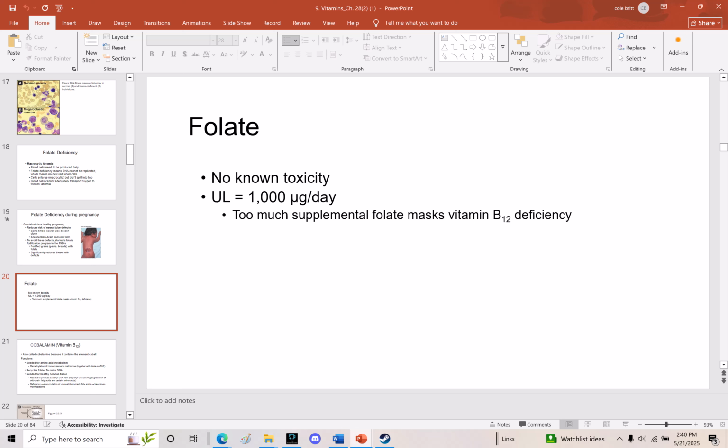Selenium is an important component of peroxidases, which oxidize iron for storage or transport. False. What is the important component of peroxidases? Copper. So this would be true if it said copper.